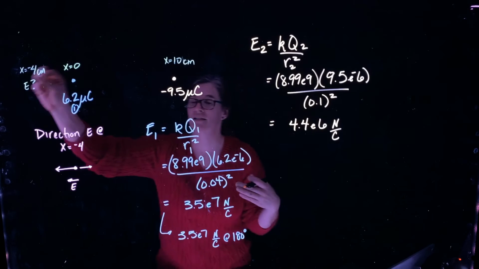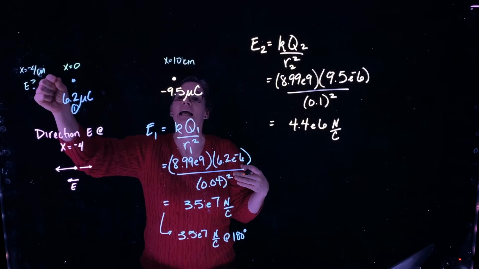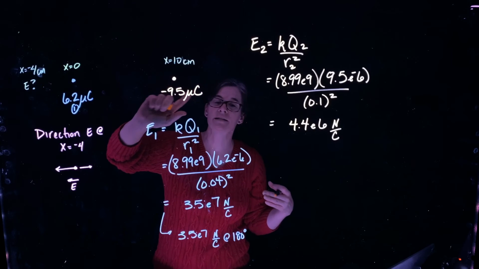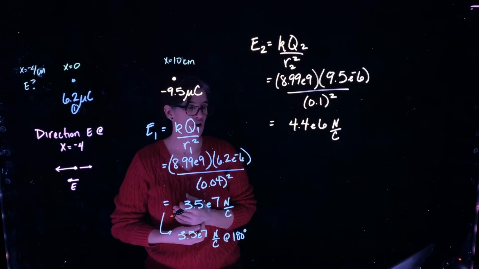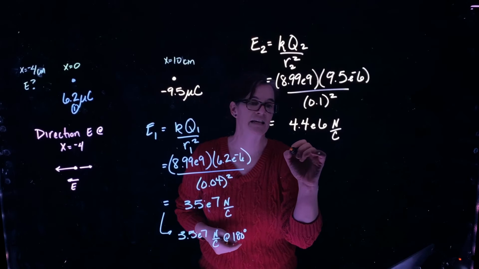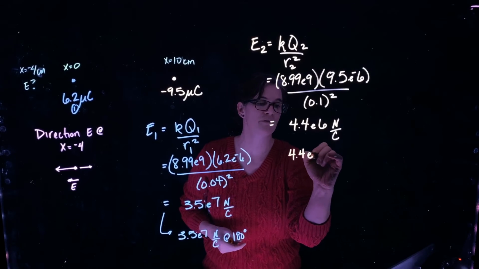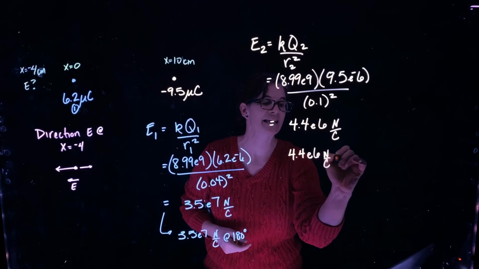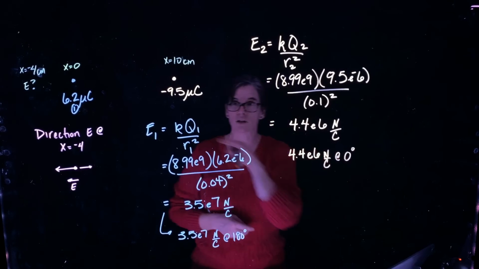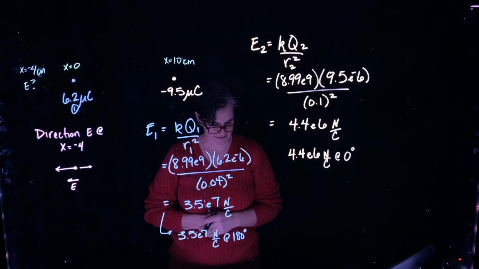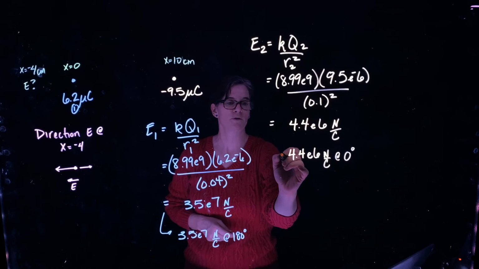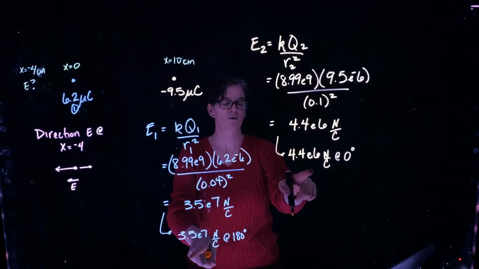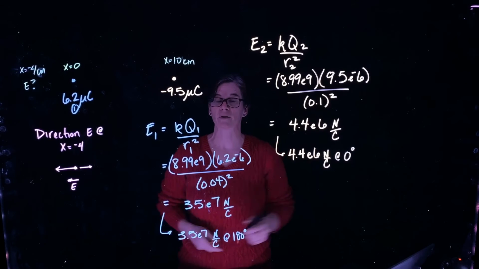Now, because this is negative, that's going to give me a direction that is towards. So my positive particle is going to feel a force towards that charge Q. The field lines point towards the charge. So this is a magnitude 4.4 times 10 to the 6th at 0 degrees along the x-axis. All right, so now I have a contribution of the electric field from particle 1 and a contribution of the electric field from particle 2.